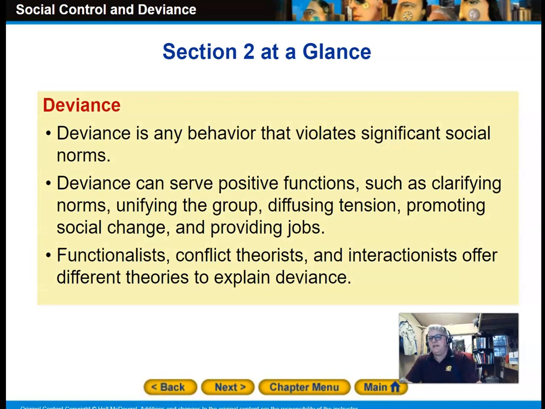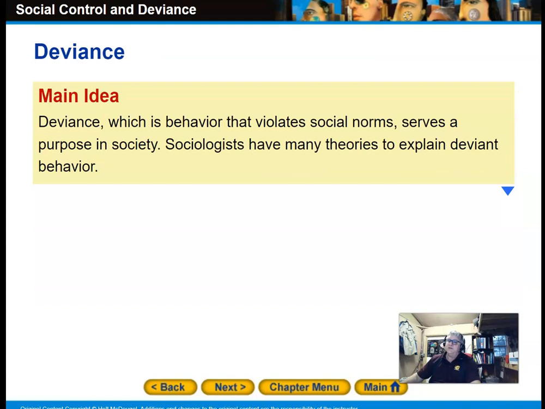Section 2, Deviance. Deviance is any behavior that violates significant social norms. Deviance can serve positive functions such as clarifying the norms, unifying the group, diffusing tension, promoting social change, and providing jobs. Functionalist, conflict theorists, and interactionists offer different theories to explain deviance.